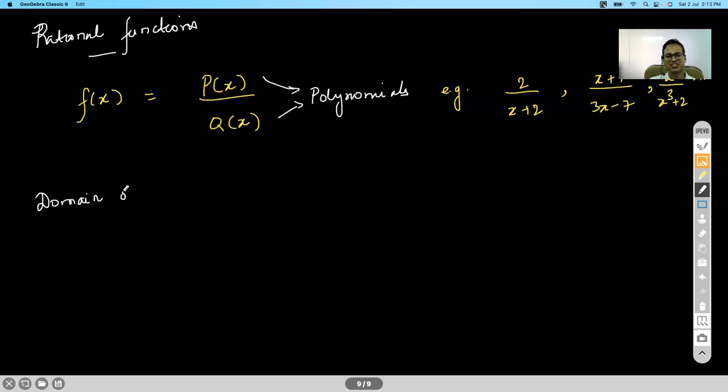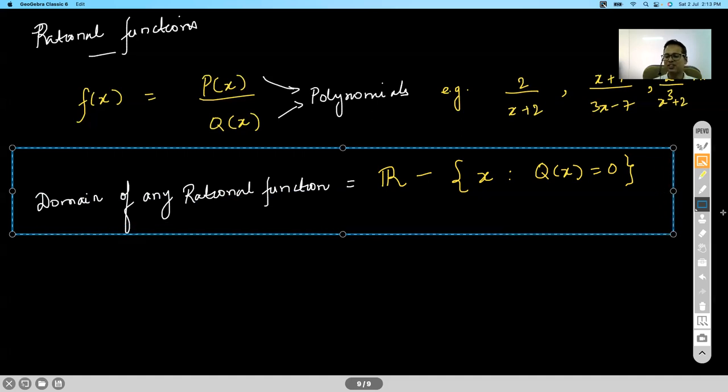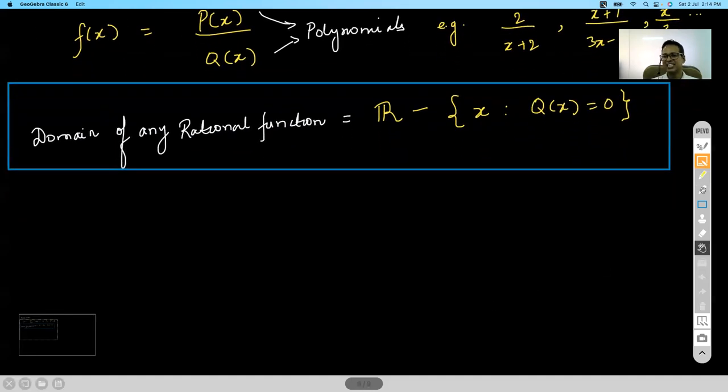Anybody is aware of it? How do you find the domain of any rational function? Correct. It is all real numbers except those values of x which make the denominator become zero. The denominator should not be zero. So it can take any real number as an input, but you should not put anything which makes the denominator zero. Note down this formula, because it is going to be helpful in the entire discussion of rational functions. Whether you talk about linear by quadratic or a constant by linear, whatever type of rational function you generate, this formula for domain is going to be valid. Is it fine?